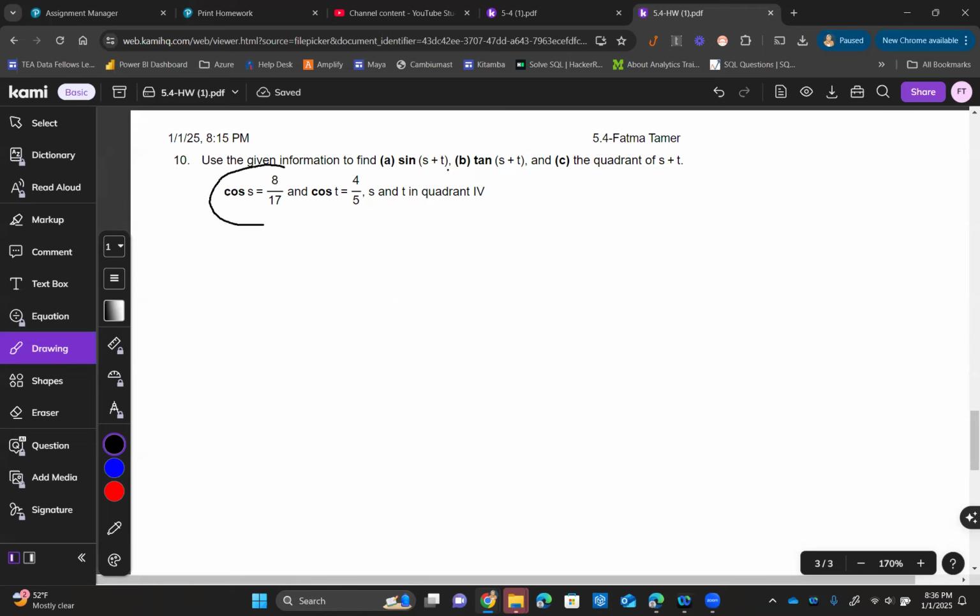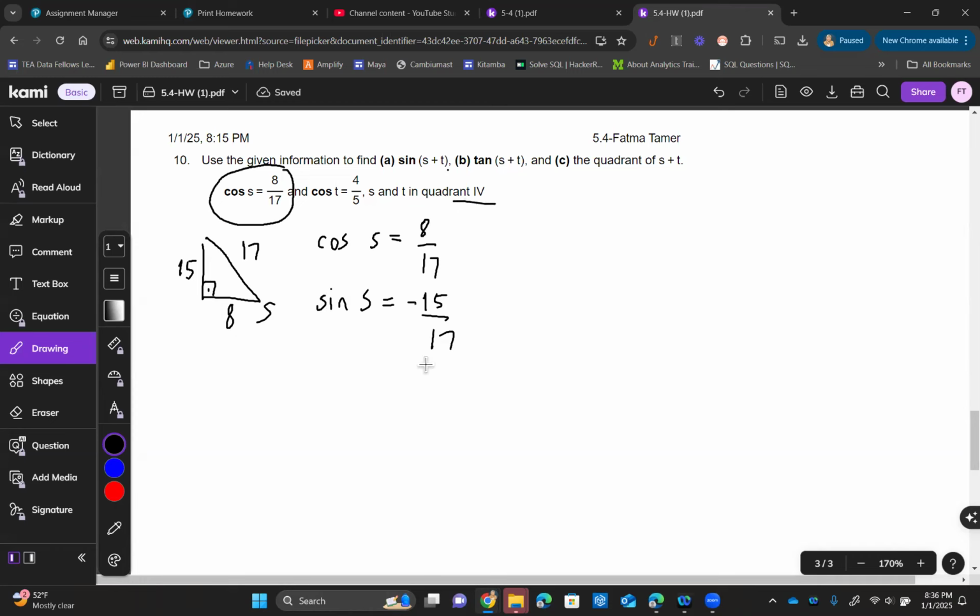So let's just draw the triangle for angle S. And then this is my angle S. Its cosine is 8 over 17, so its adjacent side is 8, hypotenuse is 17. I know the missing side must be 15 because 8, 15, 17 is a special right triangle. If cosine S is given as 8 over 17, I must find its tangent value and sine value. Sine value is opposite over hypotenuse, 15 over 17. And then they are both in quadrant 4. In quadrant 4, sine is a negative value. So I have to make sure that I'm copying the right sign for sine.